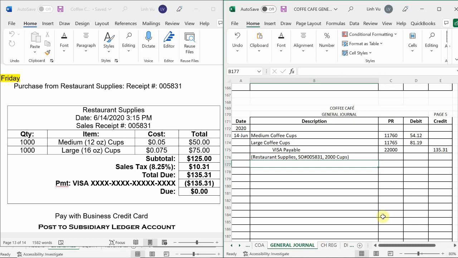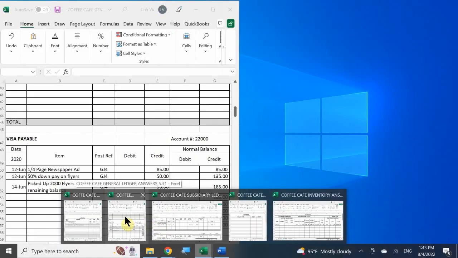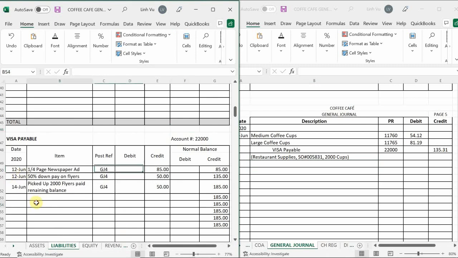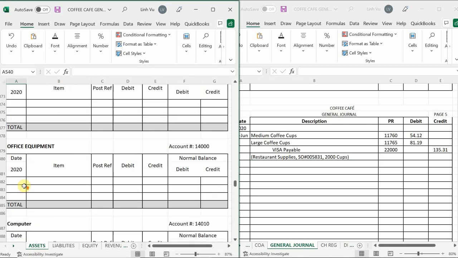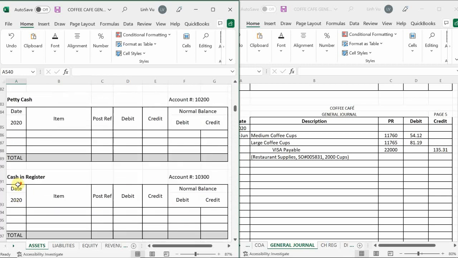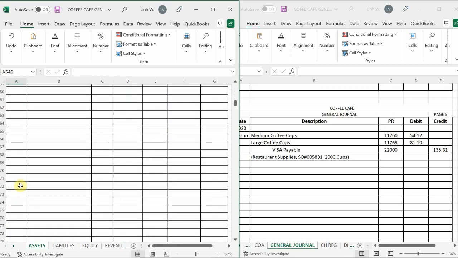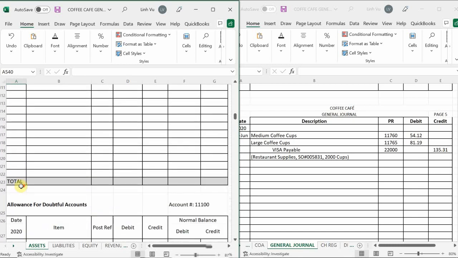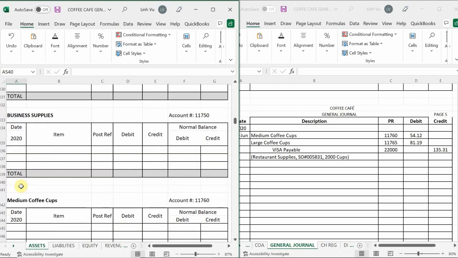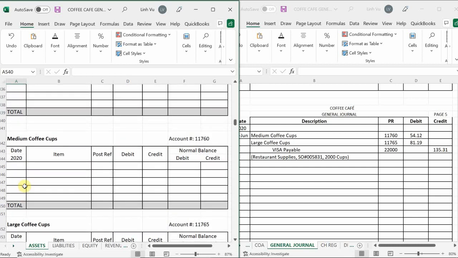All right, so now we got to go to the ledger. Okay. So we bought some business supplies here. So let's go locate our business supplies. That's my checking, petty cash, cash and register, accounts receivable. Awesome, found it. Business supplies, medium coffee cups.